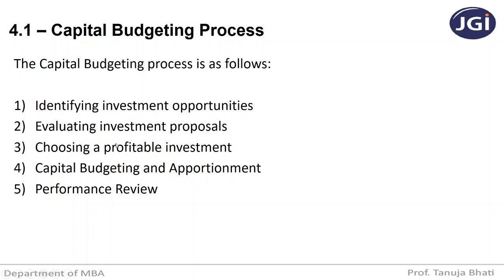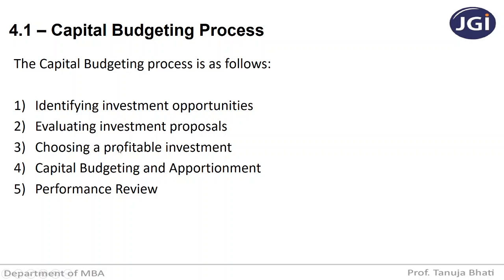alternatives available, it has to use the techniques of capital budgeting, which we will be seeing in the later slides. It has to use those techniques of capital budgeting as well as capital rationing in order to rank the investments. So once you rank the investments, the opportunity getting the first rank will be the best option available because it will have the maximum returns. So choosing the profitable investment, and then capital budgeting and apportionment.